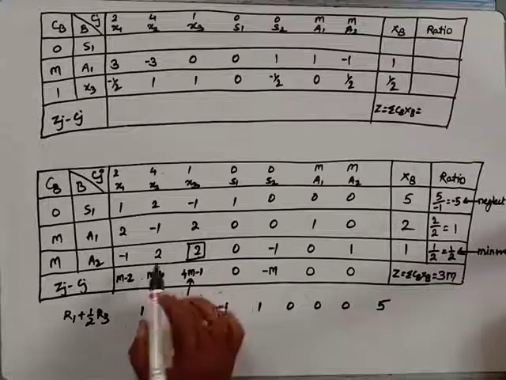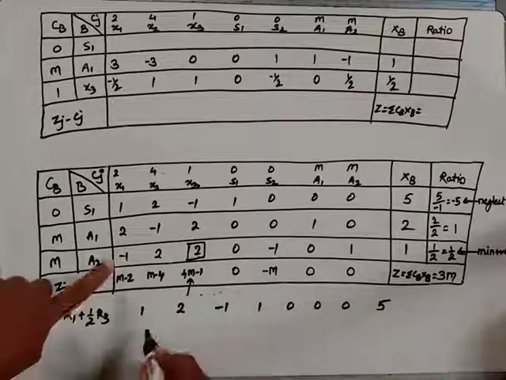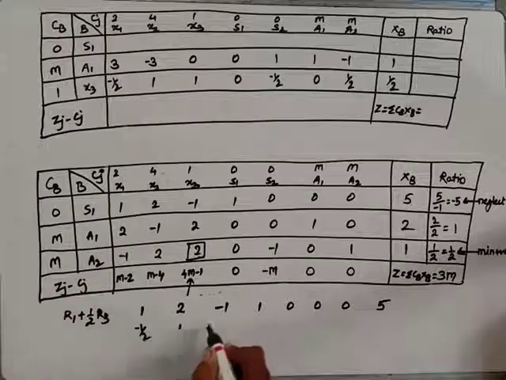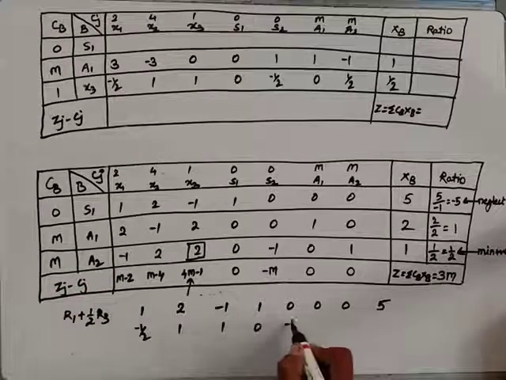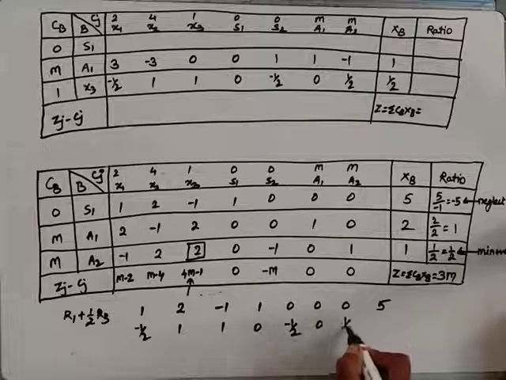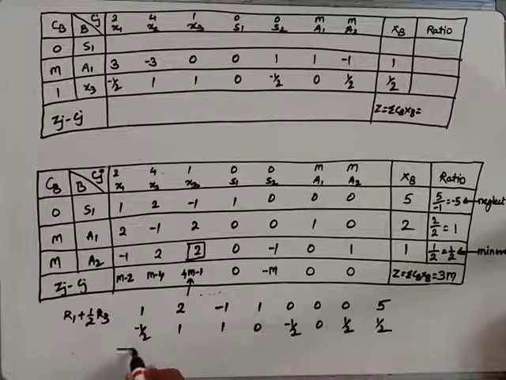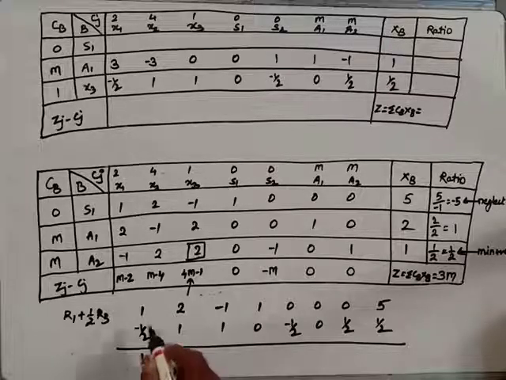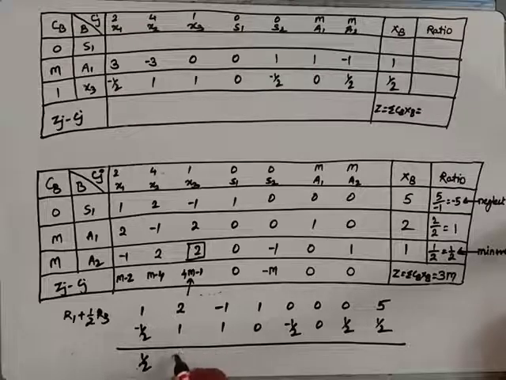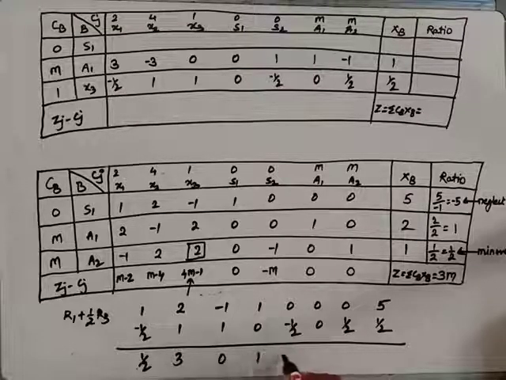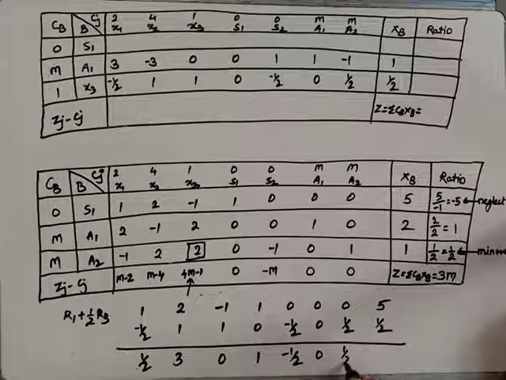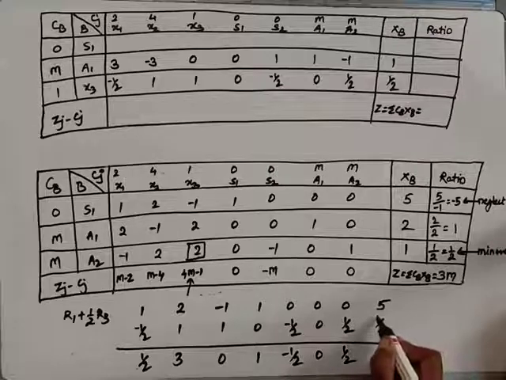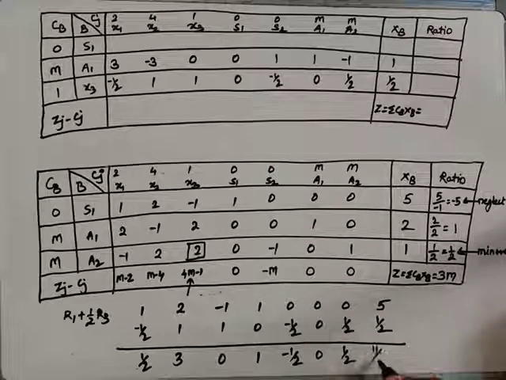Now let me multiply by half to this. So it will become minus half, 1, 1, 0, minus half, 0, half and again half. And now we have to add them. By adding we get here, it will be half, 1 minus half. So half, it is 3, it is 0, 1, it is minus half, it is 0, it is half and 5 by 2 plus half, 5 plus half, it is 11 by 2. As such we get the entries.